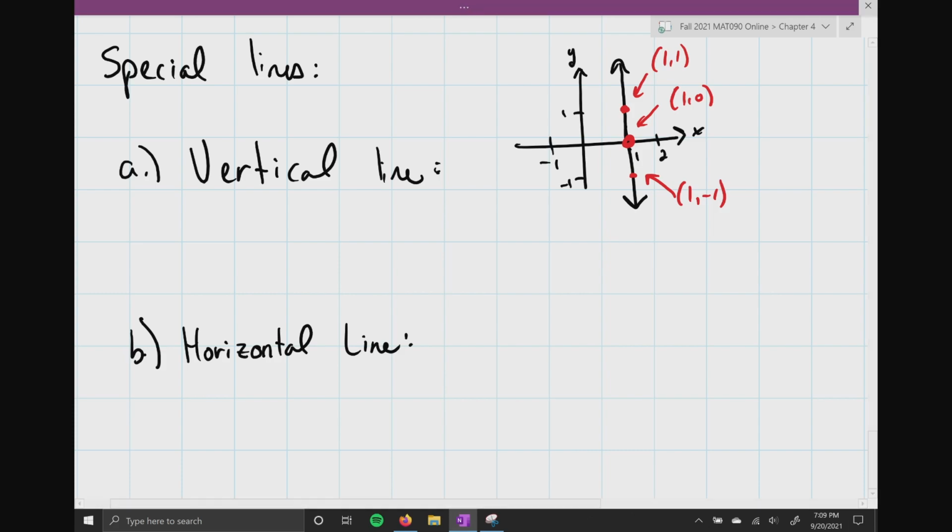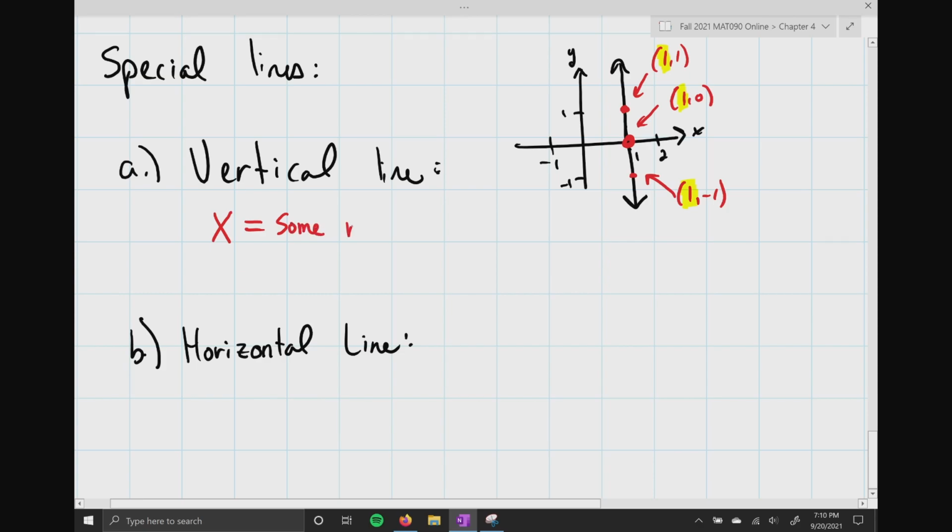And all 3 of these points have something in common. And that something is that they all have the same exact x value. See, with vertical lines, we don't care what the y value is. All we care about is what the x value is. And because of that, the equation for a vertical line is going to be x equals some number. So, for example, the one on the board, this is the equation x equals 1.